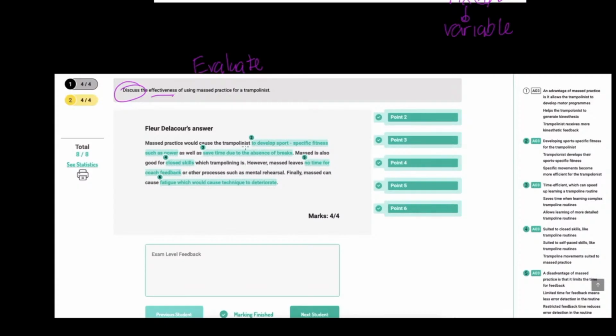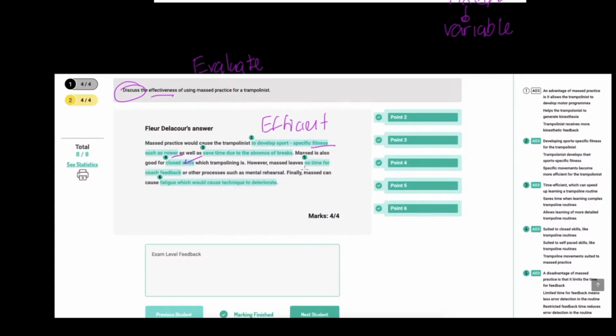So we've got mass practice would cause trampolinists to develop sport-specific fitness. So it's really good for fitness, such as power. If you name the component of fitness here that would be useful, and it will save time due to the absence of breaks. So the other term we can put here is it's time efficient. It's a time-efficient practice. Mass is also good for closed skills. We agree, which trampolining is. So it's linking trampolining as a closed skill.